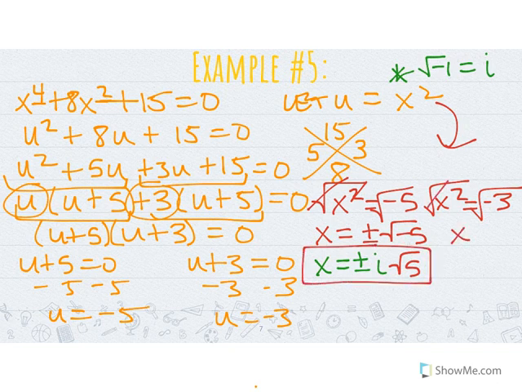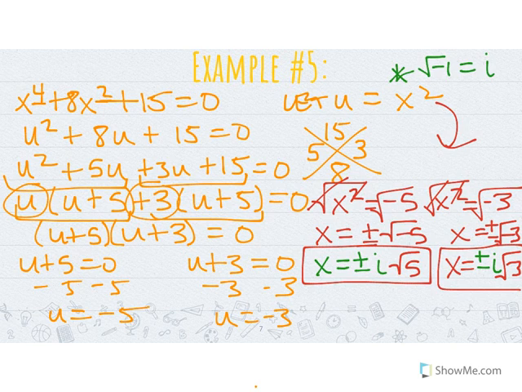Our next one here, we get x equals plus or minus the square root of a negative 3, and then again that negative 1 times 3 is a negative 3. So now I have my x equaling plus or minus i, and this time we have a square root of 3 instead. So those are our solutions. Those are our imaginary solutions.